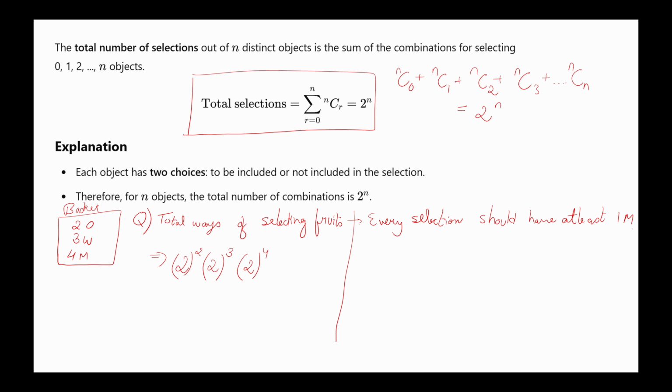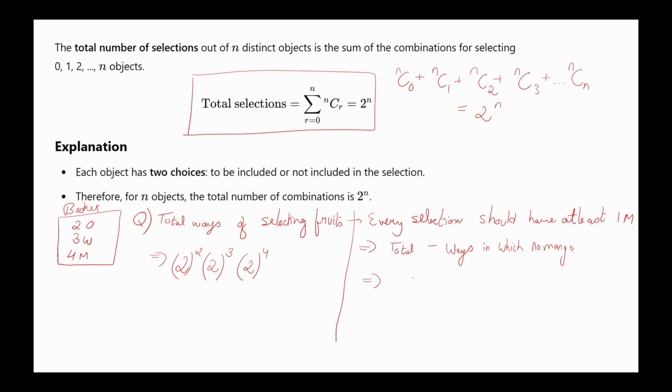So how can I calculate this one? A very simple way is that I subtract the number of selections in which I have no mangoes from the total number of ways. Based on that I will get the number of ways in which each selection has at least 1 mango. So I'm going to subtract from the total ways the ways in which no mango is there.